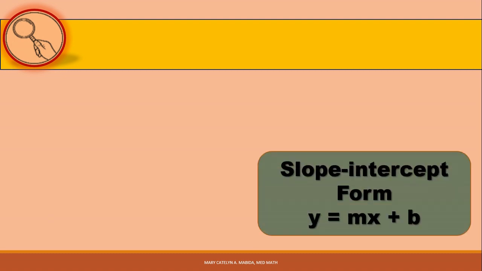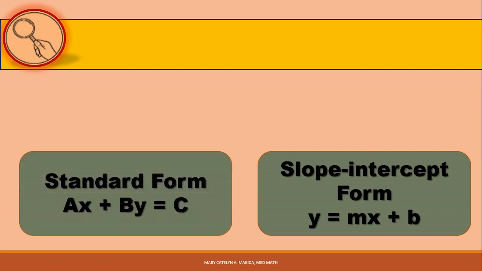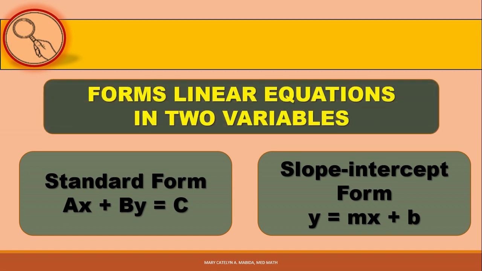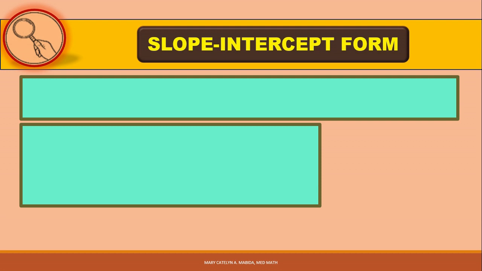Now, before we begin with finding the linear equations using the different forms, let us recall that a linear equation in 2 variables can be written in 2 forms. Standard form, which is ax plus by is equal to c, and the slope-intercept form, which is y is equal to mx plus b. In getting the equation of the line given the slope and y-intercept, use the slope-intercept form.